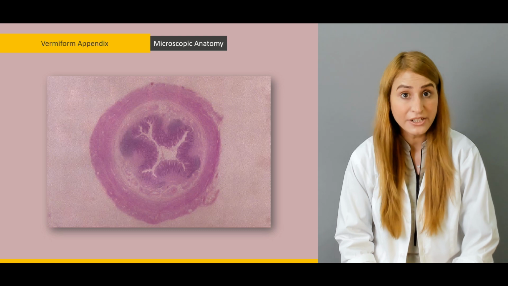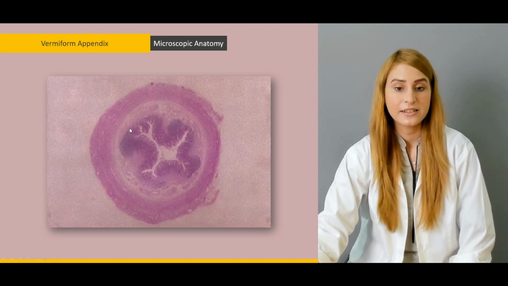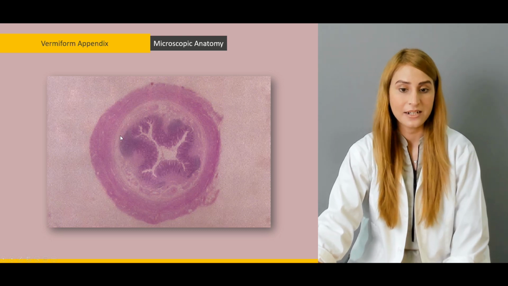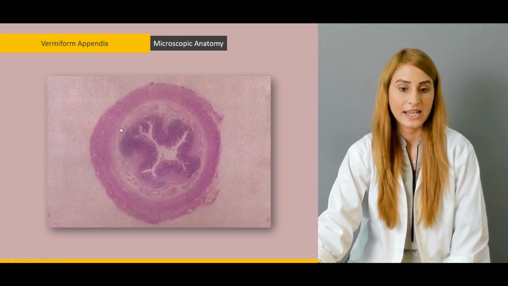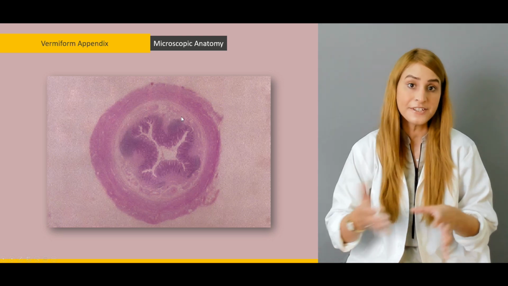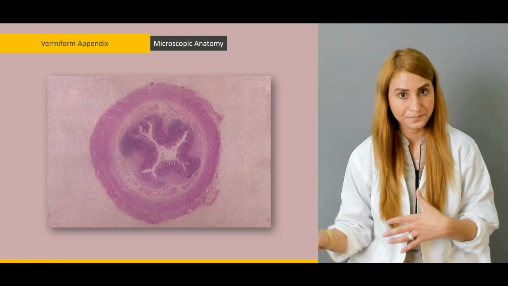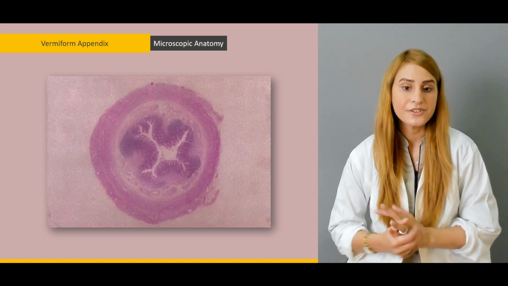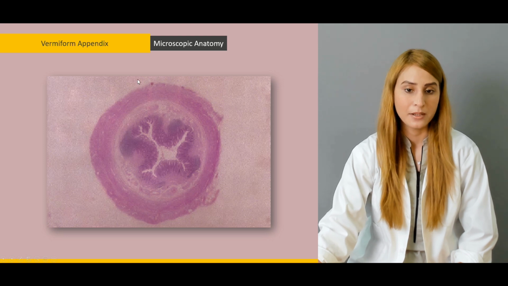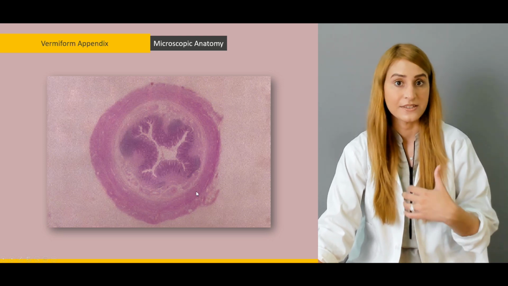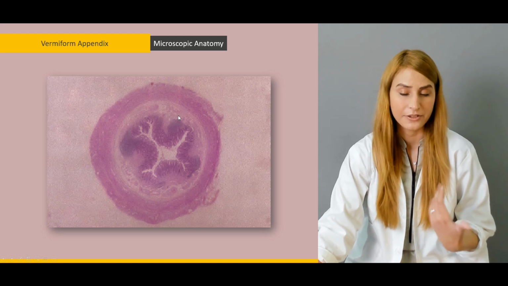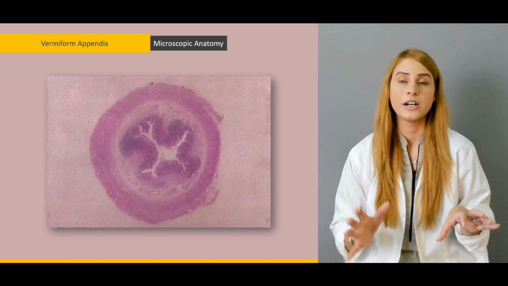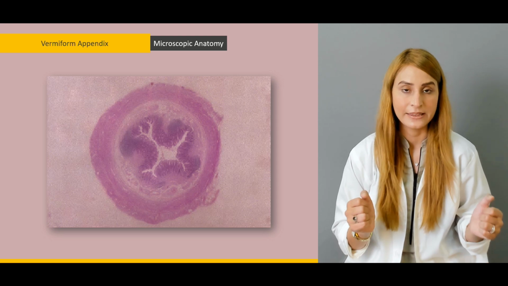Now we're going to talk about the microscopic anatomy of the appendix. This is a histopathological section showing the microscopic anatomy. You can see here the lumen of the appendix, and basically the appendix has four layers: mucosa, submucosa, muscularis layer, and then the subserosal layer. You can see the mucosal folds in the periphery, surrounding the lumen of the appendix. Plus there is a lot of lymphoid tissue located in the submucosa, right?